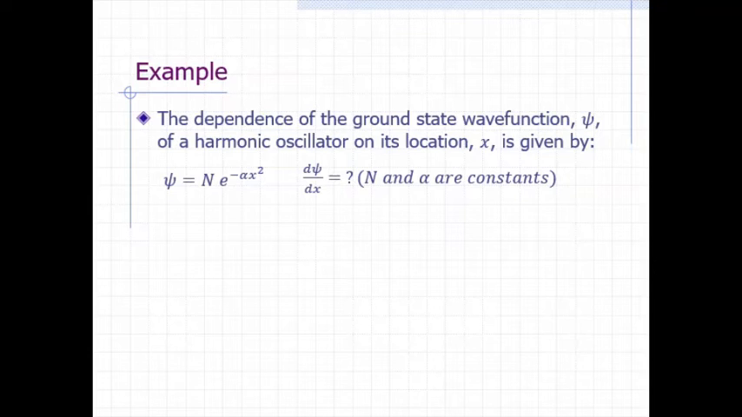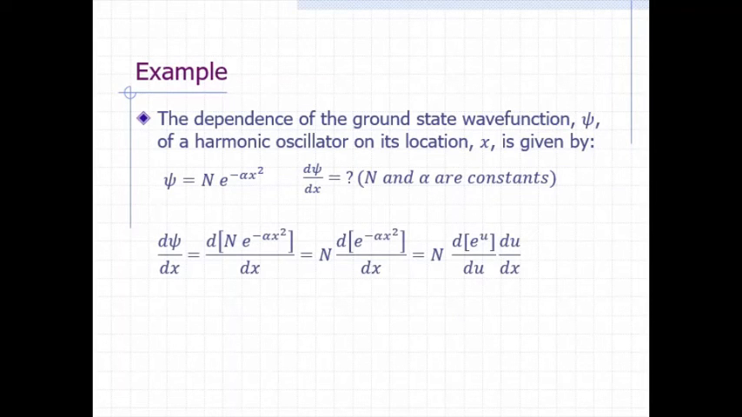Overall, the function does not look like any of the simple functions for which we know the derivative. So let's try to break it up using the identities. First of all, we can see that psi is a constant times a function of x. So we can factor out the constant n, and we get n times the derivative of e to the negative alpha x squared with respect to x. We know the derivative of e to x with respect to x is e to the x. But here we have e to the negative alpha x squared.